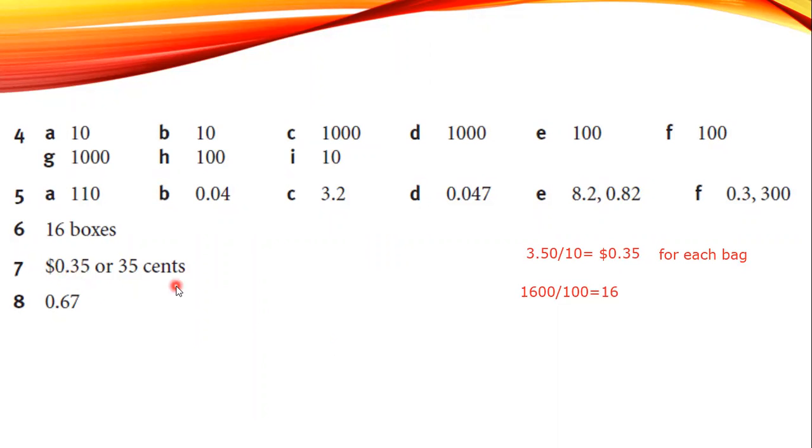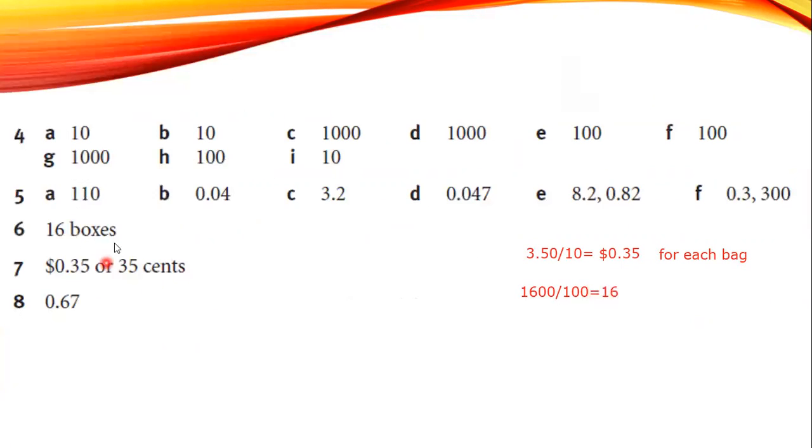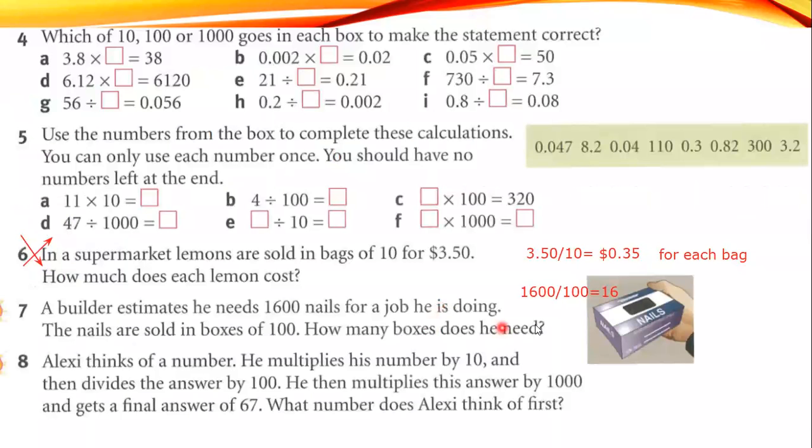So the answer of this one is 0.35. The answer of 6 is, actually here the answers are replaced, okay. So this one is the answer of 7 and this one is the answer of 6, okay. So kindly don't be confused from here. This one is the answer of this and this one is the answer of this, okay. So next one is, okay, so there are 16 boxes.